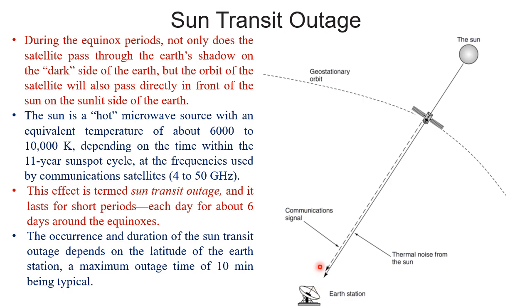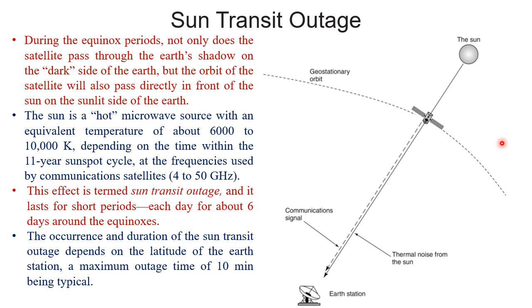right? So during the equinox period, not only does the satellite pass through the earth's shadow on the dark side of the earth, but the orbit of the satellite will also pass directly in front of the sun on the sunlit side of the earth. So what is the problem? If it happens, what will happen? So you must understand this thing.